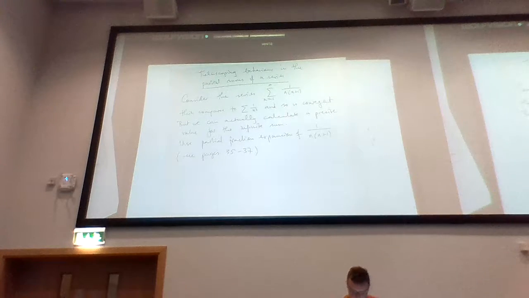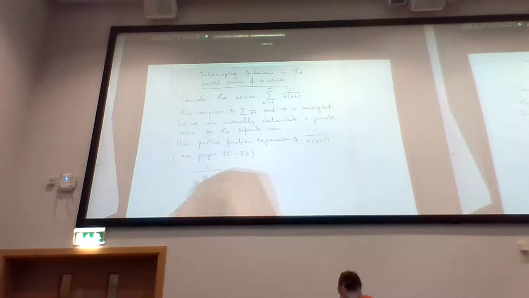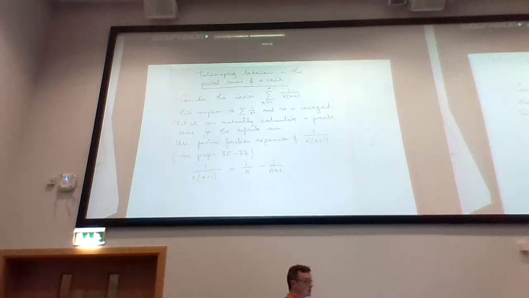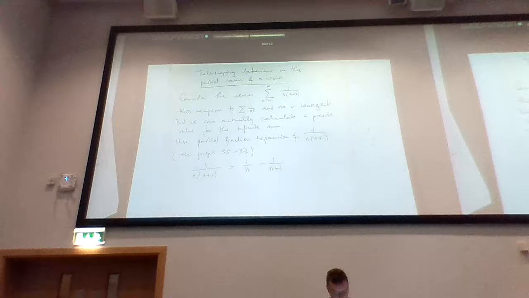But the partial fraction expansion of this term is 1 over n minus 1 over n plus 1. If you subtract these two fractions, using the rules for subtracting fractions, you'll find that they come to exactly 1 over n times n plus 1. Finding partial fraction expansions, there's a method through which we can find the correct coefficients on each of these simpler fractions in a linear combination to make up the starting fraction. That's described on pages 35 through 37.